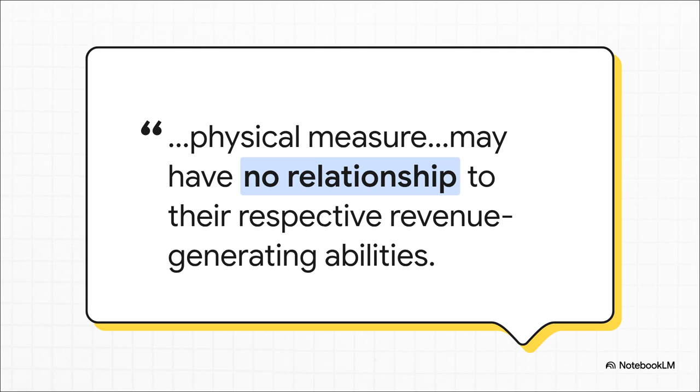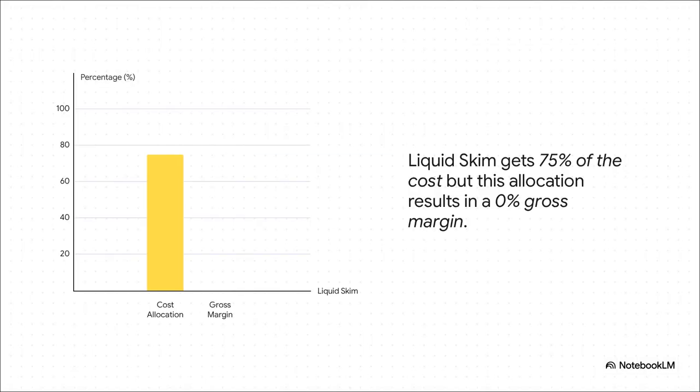Volume and revenue-generating ability are two totally different things. And look at what happens because of that trap. It's a total mess. We hammered the liquid skin with 75% of the costs, and it ends up with a 0% gross margin. Our own accounting method just made one of our products look completely worthless. That's probably not the real story, is it?